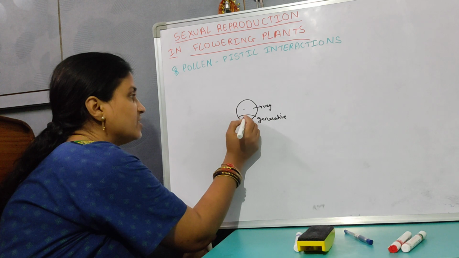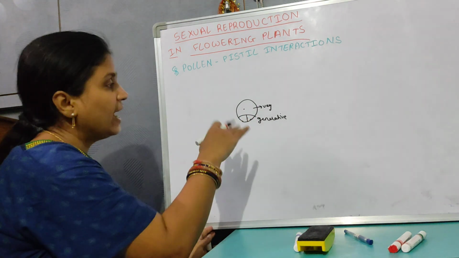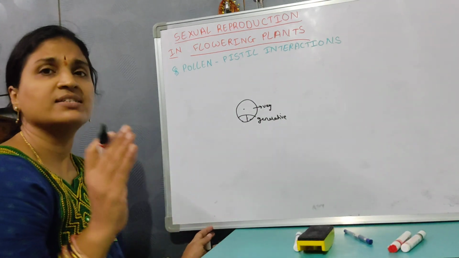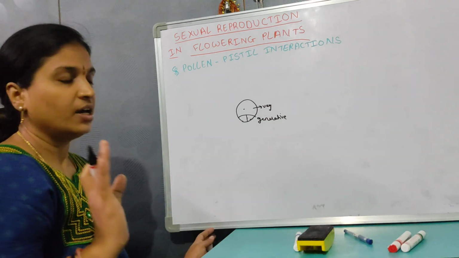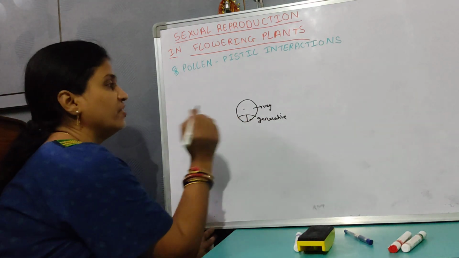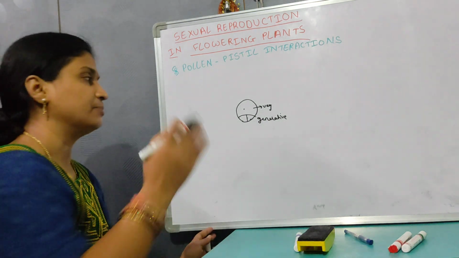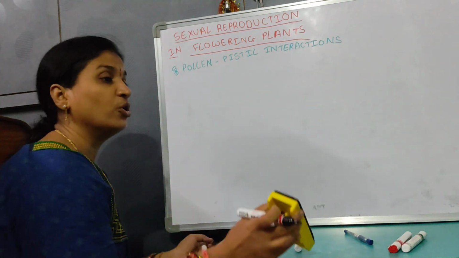Sometimes the generative cell divides into two and forms 2 male gametes. At this 3-cell stage also, in some plants, the pollen grains are released. The majority of the plants release pollen grains at the 2-cell stage, and in some plants at the 3-cell stage, because the generative cell develops into 2 male gametes. Okay, so now the pollen grains are released and have fallen onto the stigma.